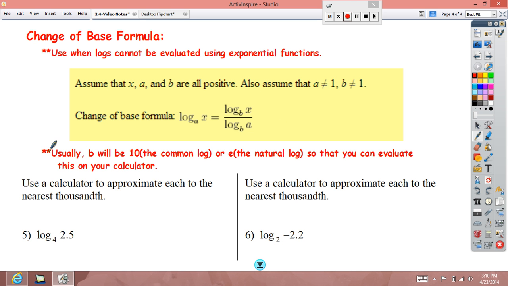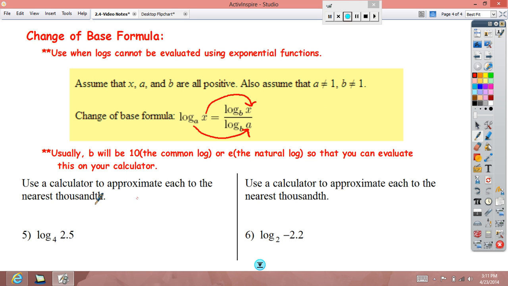And usually this note here, B will be the 10, the common log, or e, the natural log. You can use either, and we do that so that you can evaluate on your calculator. You can make it other things, but then you'll have to evaluate it by hand, so try 10 or e. And then, so log base B, X divided by A. Well, X comes from here, A is the base, and so those numbers are what goes in there. Okay? Pretty simple, really. And so let's try.